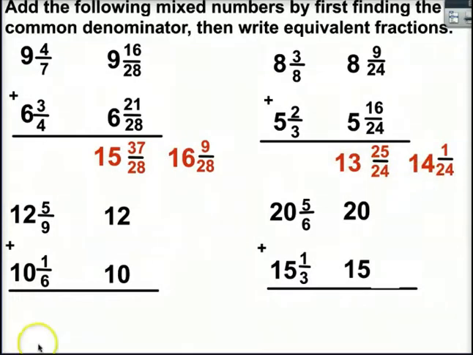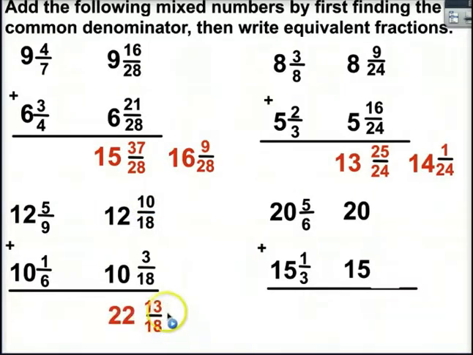So now I'm looking at 6 and 9 for my denominators, and I know that my common denominator is going to be 18. 6 times 3 is 18. 1 times 3 is 3. 9 times 2 is 18. 5 times 2 is 10. When I add 10 and 3 together, I get 13/18. This is not an improper fraction. So my answer is 22 and 13/18.